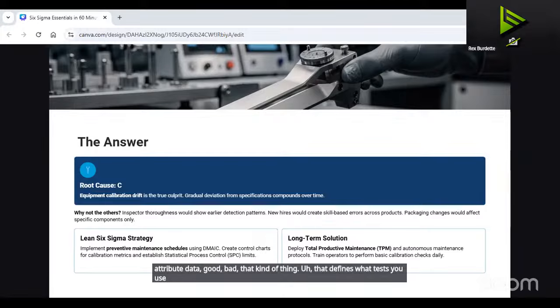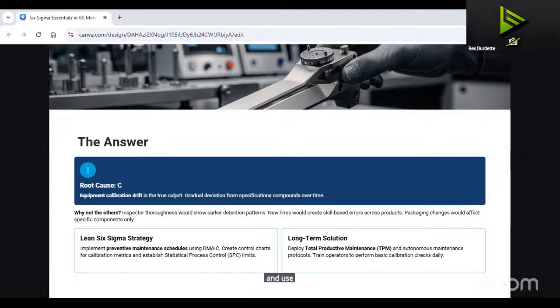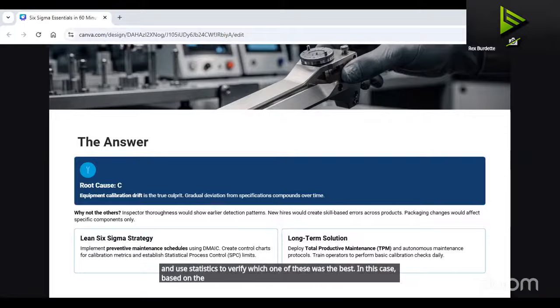Maybe you're using a chi-squared test because it's attribute data. And so how you organize your data becomes part of your mastery of the tools. And you could go back and use statistics to verify which one of these was the best. In this case, based on the logic described, the team chose C. And that's what you would pursue first as far as trying improvements.